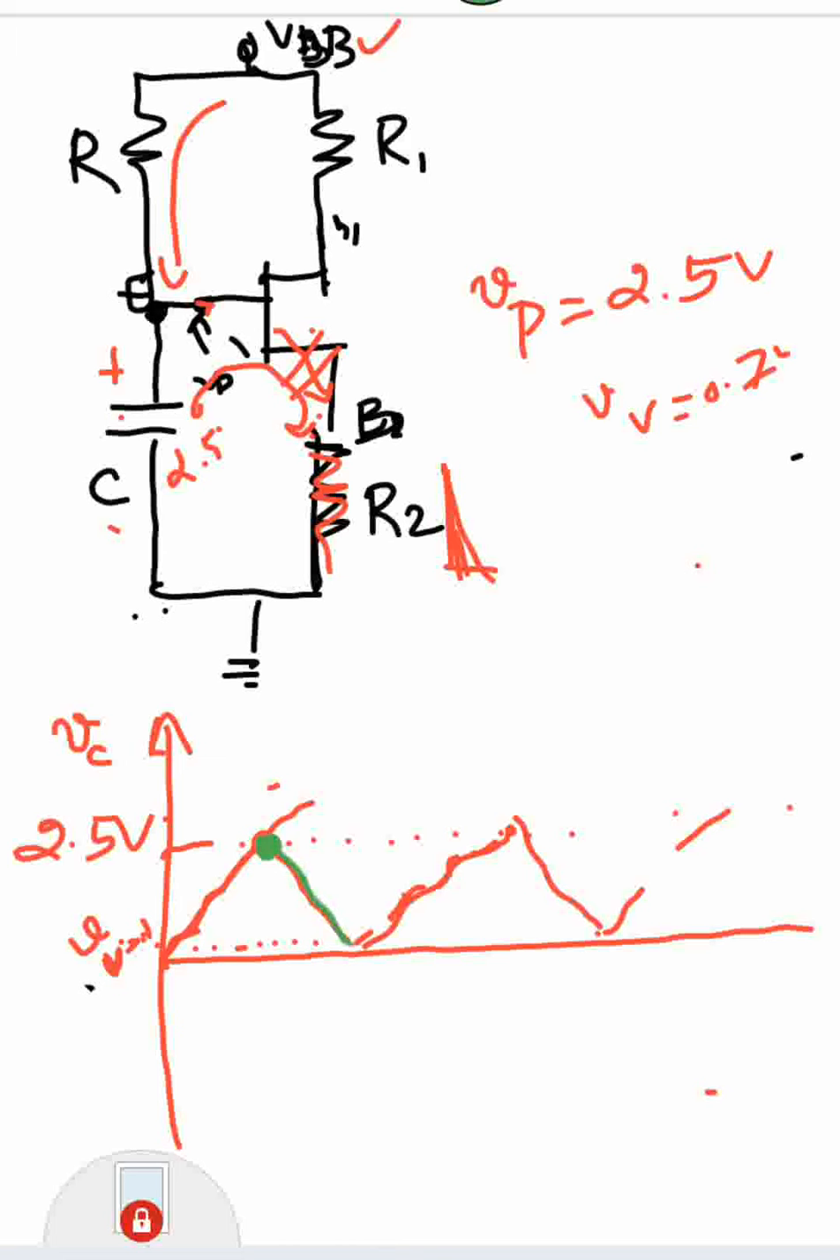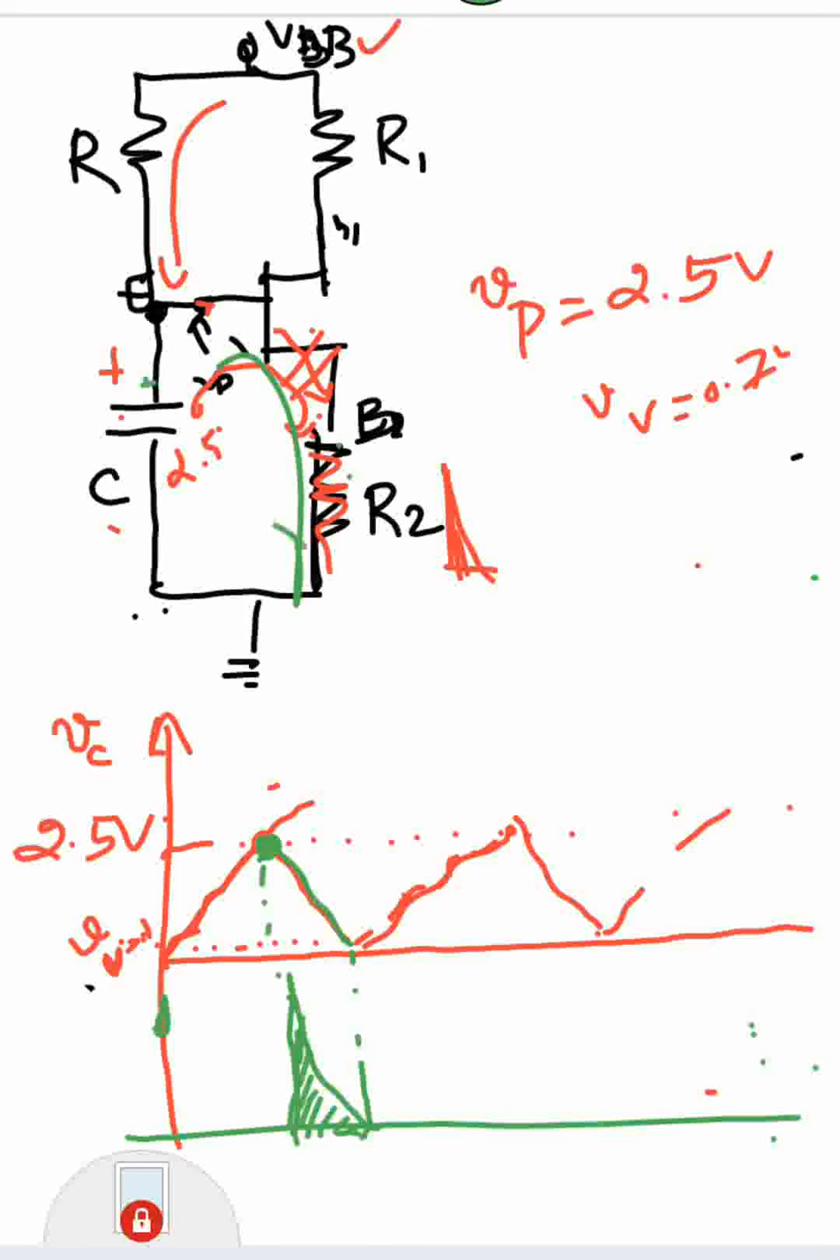So during this short duration, across R2, you will get a pulse, because R2 is a very small resistance. A large voltage immediately discharged through R2, you will get a pulse. Okay. Similarly, here also you get a pulse, because it's a negative resistance region. In the case of UJT from Vp to Vv, you get a pulse. Okay. So across R2, at regular intervals, you are observing this kind of pulses.